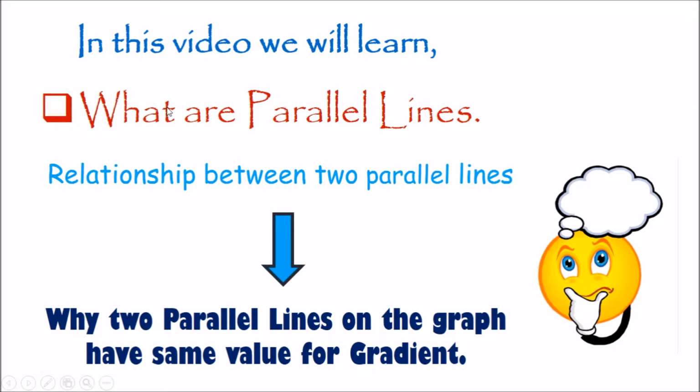In today's video, we will be learning what are parallel lines and what is the relationship between two parallel lines on a graph, and why two parallel lines on a graph have the same value for gradient. That's right. You heard me. Two parallel lines on a graph have the same value for gradient, and in today's video, we will learn exactly why we have the same gradient value for two parallel lines on a graph. So, let's proceed further into our lesson.